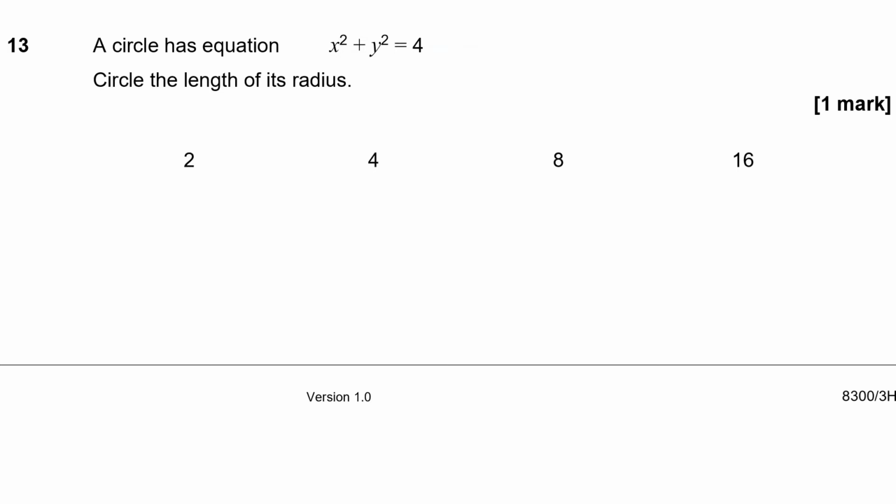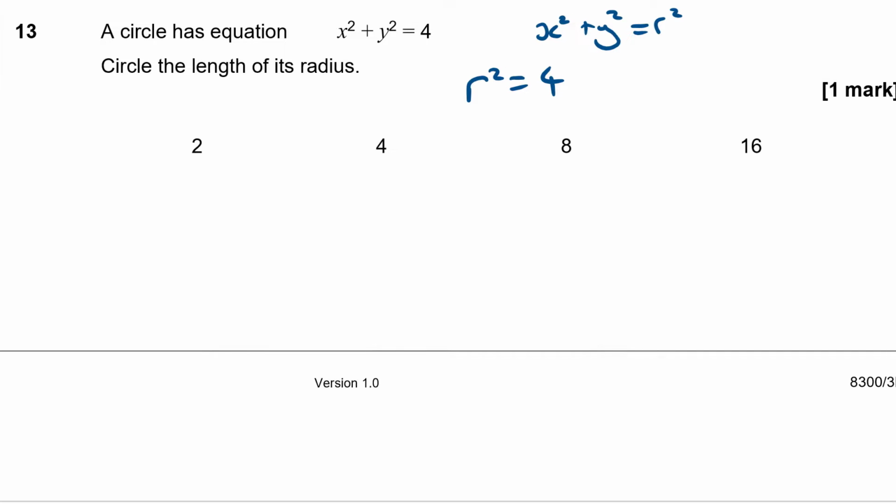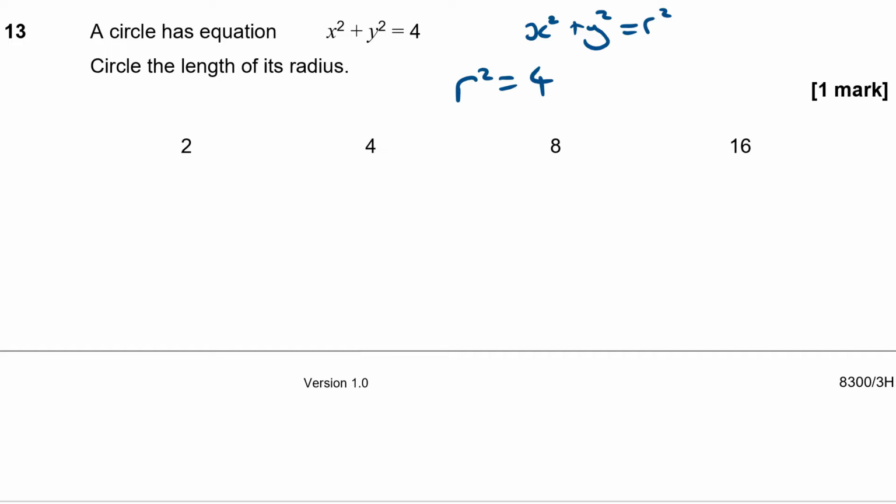Now in question 13 we're told that a circle has equation x squared plus y squared equals 4 and we're asked to find the circle radius. Now the equation of a circle centre origin is always of the form x squared plus y squared equals r squared, where r is the radius. So in this case r squared is going to be equal to 4, and if r squared is 4 that means r must be 2.